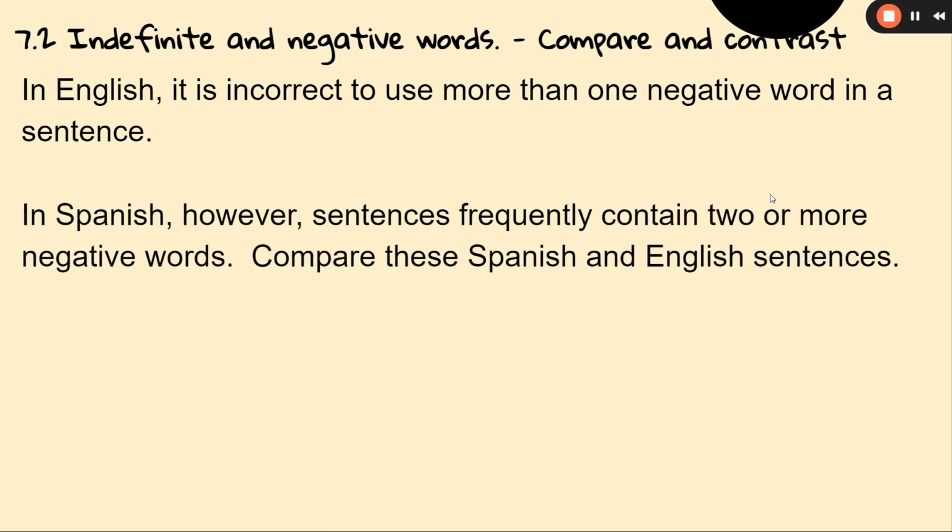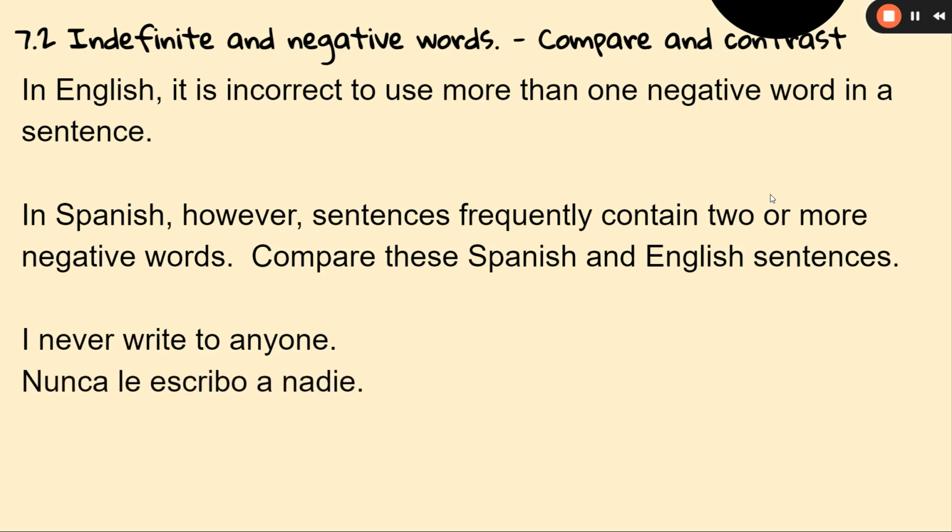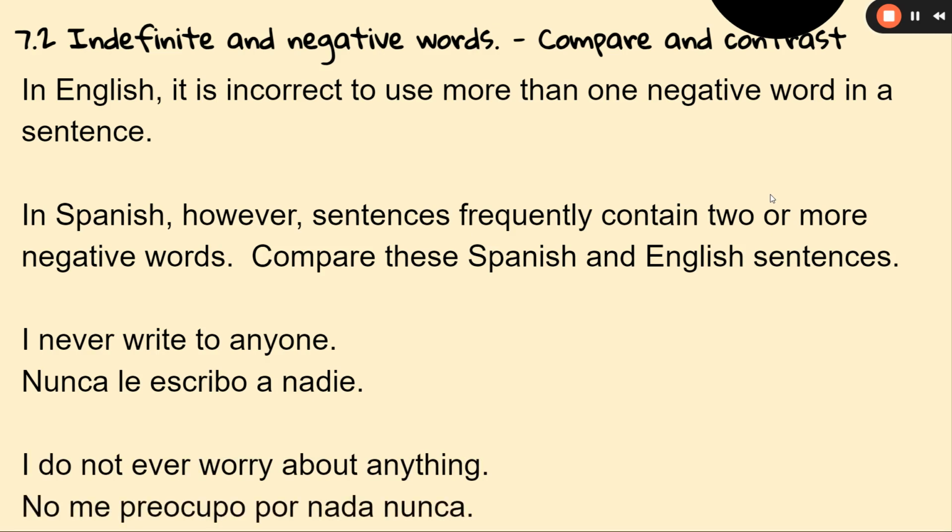So in Spanish, however, sentences frequently contain two or more negative words. Okay, so let's look at this. I never wrote to anyone. Okay, nunca le escribo a nadie. Okay, so it has two negative words in the sentence. And can you have the word yo in front of nunca? Of course. I do not ever worry about anything. No me preocupo por nada nunca. Okay.